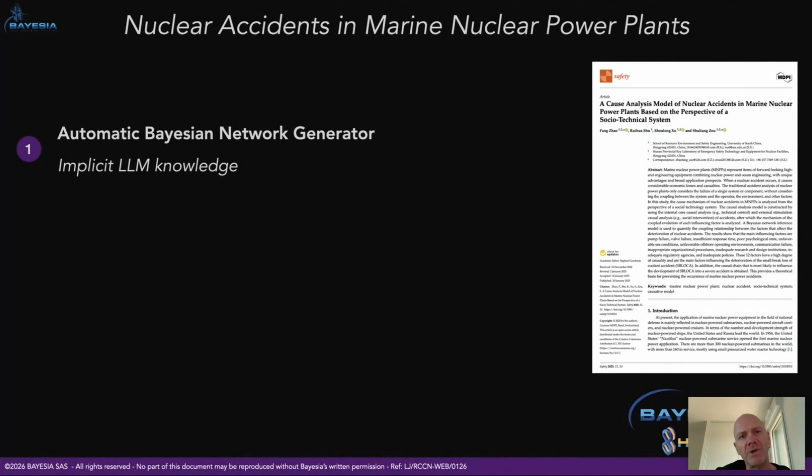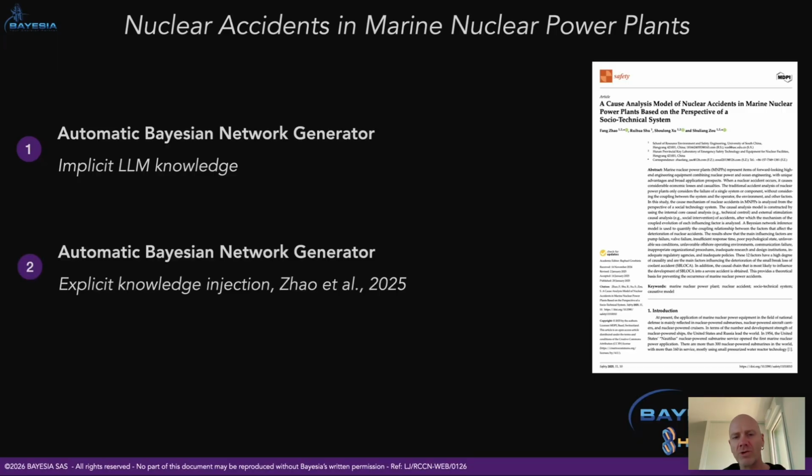And the second part of this webinar, again, will be on this nuclear accident in marine nuclear power plants. I'm going to still use the automatic Bayesian network generator to create a graph that will really focus on this topic, but just by using the implicit LLM knowledge, which means that I'm going to start by not using the article that is on the right. And then I'm going to conclude the webinar by showing how it changes when we inject or use the article as a context, right? So I'm going to use the article as a basis for generating a causal Bayesian network.